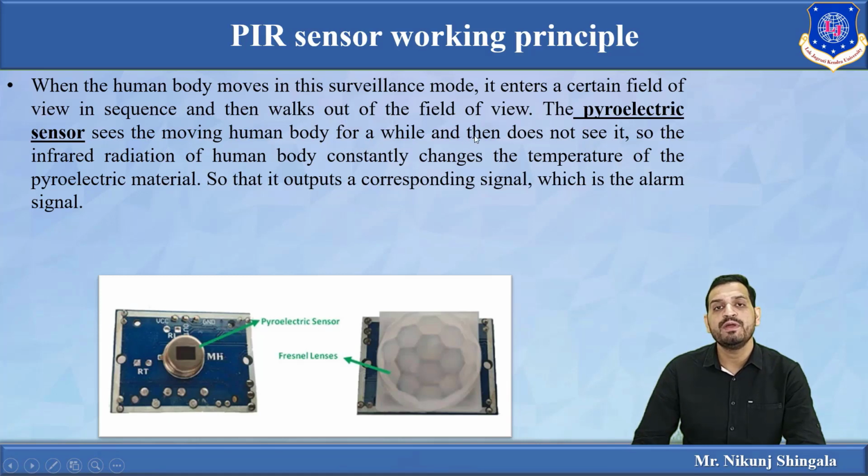Now that human body is not in that range, he or she has left the field, so the sensor does not see it. So what will happen? This infrared radiation of the human body constantly changes the temperature of the pyroelectric sensor. Initially the human body was there in the detection ray, then it was not there.